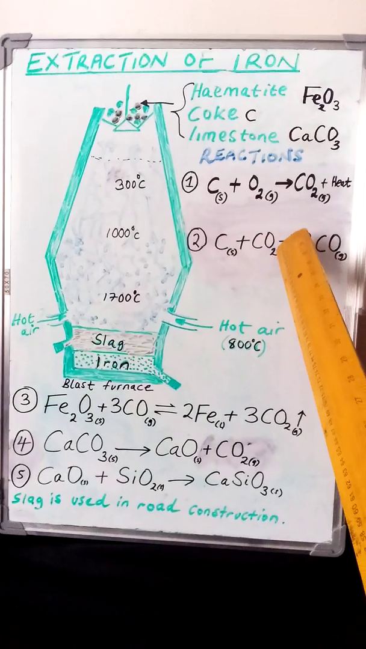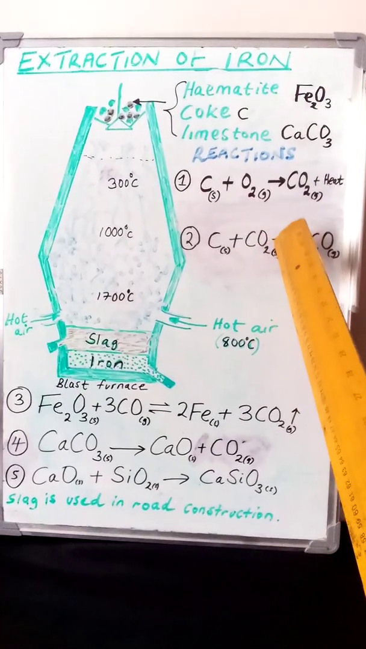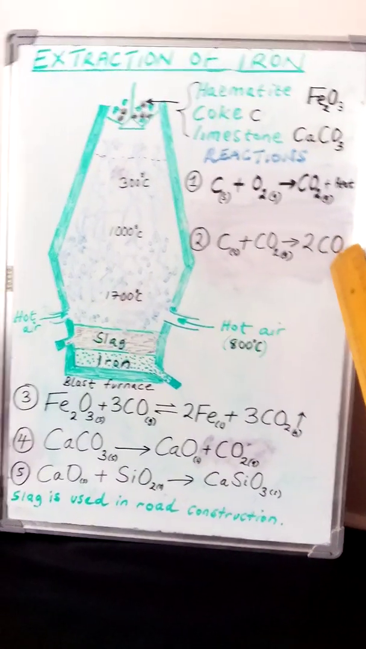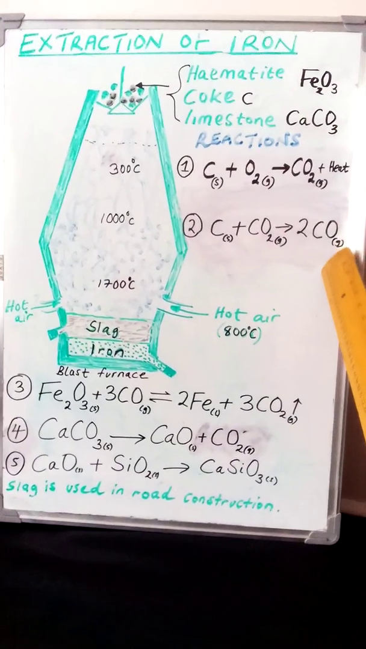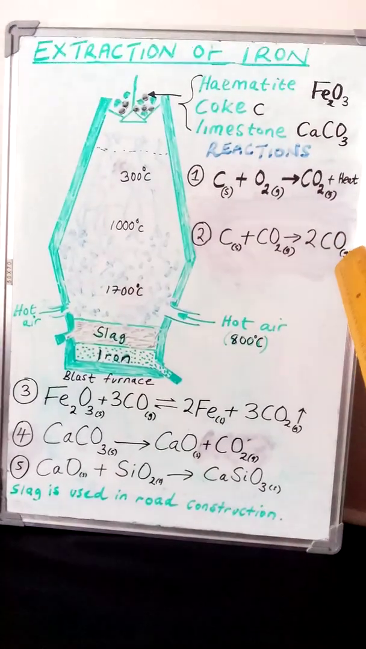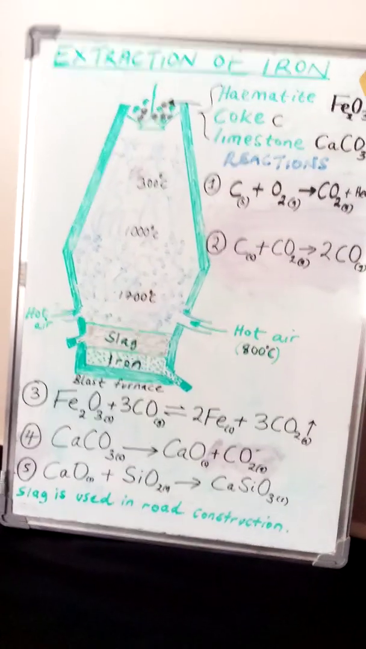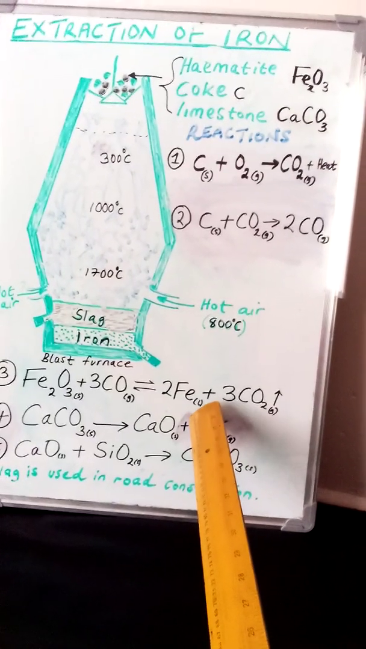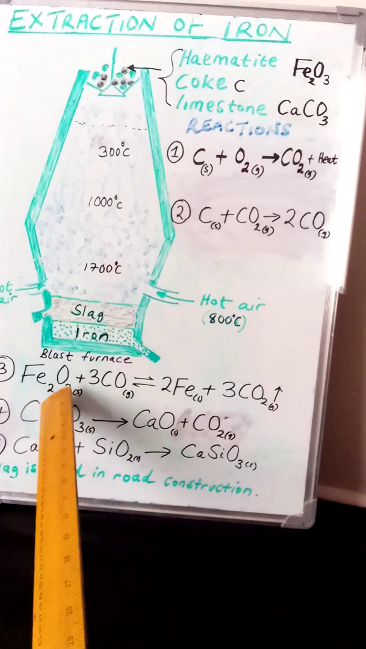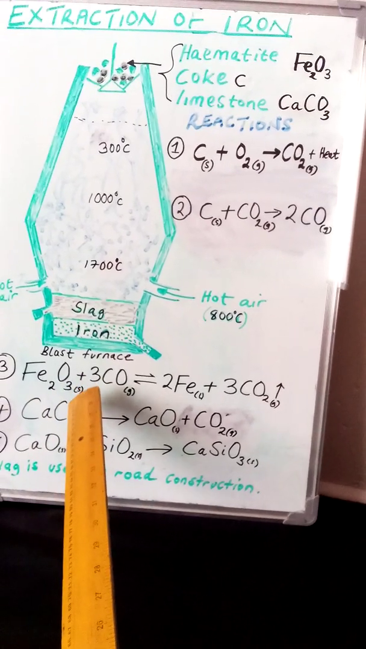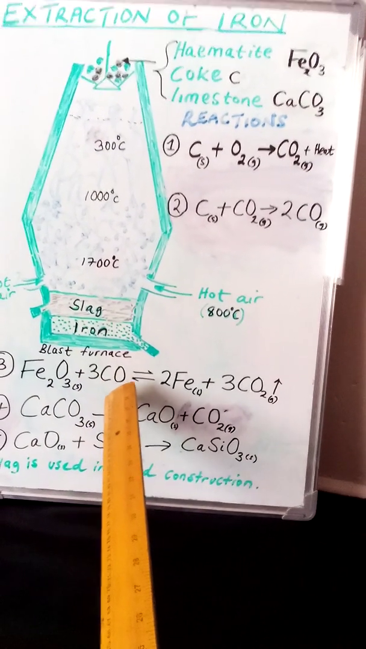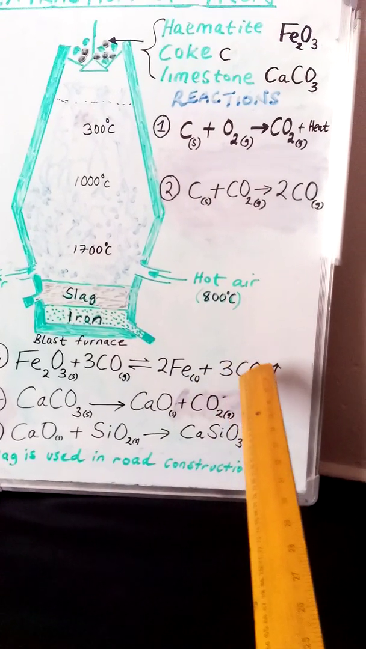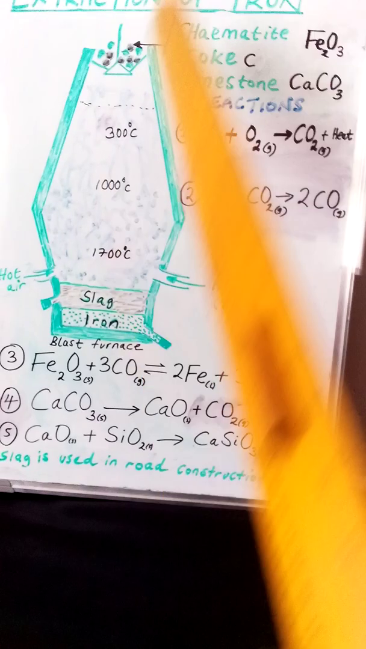So the next reaction that takes place involves reduction of the carbon dioxide. The oxygen in the carbon dioxide reacts with more coke to produce carbon monoxide. Once this carbon monoxide is produced, it is going to react with the iron 3 oxide in the hematite to produce iron. So the iron 3 oxide in the hematite reacts with carbon monoxide, and it produces iron and also releases carbon dioxide, which is allowed to go to the top.